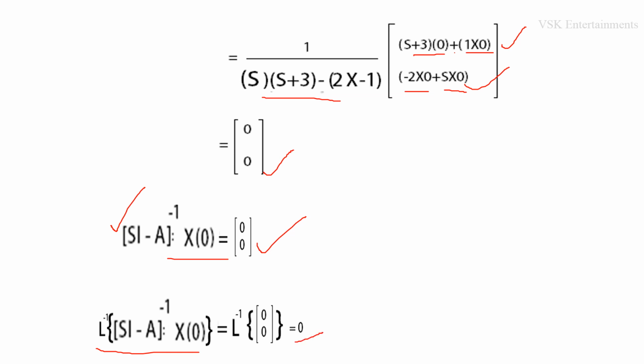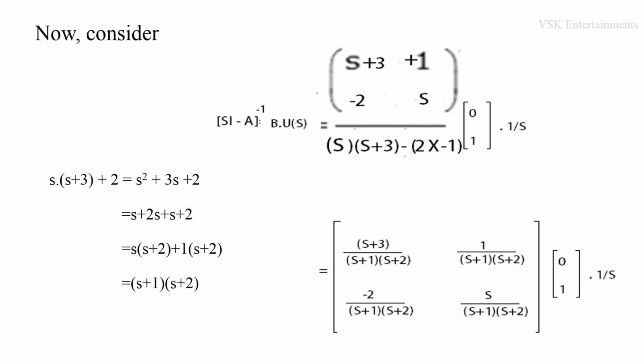Up to this point, we calculated the ZIR, zero input response. Now we are going for the zero state response. We already know the formula for finding the zero state response, that is the inverse Laplace transform of (sI − A) inverse B into U of s. Up to now we got ZIR. Now we are going for ZSR.